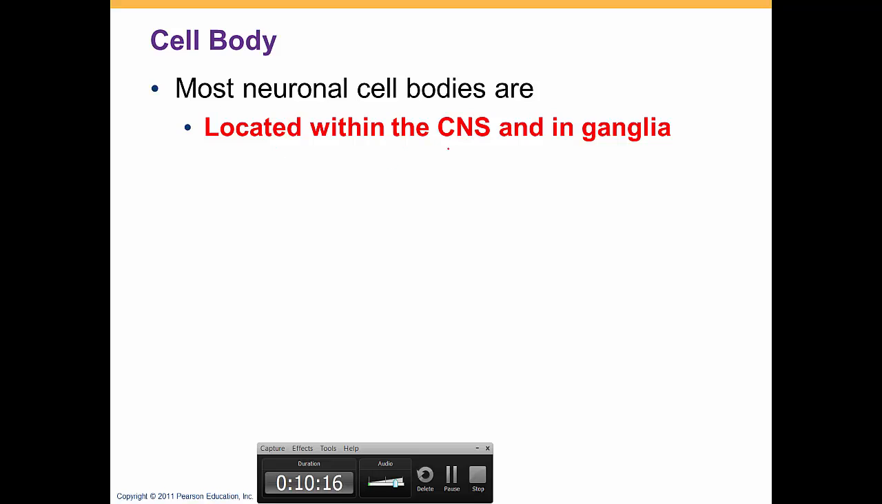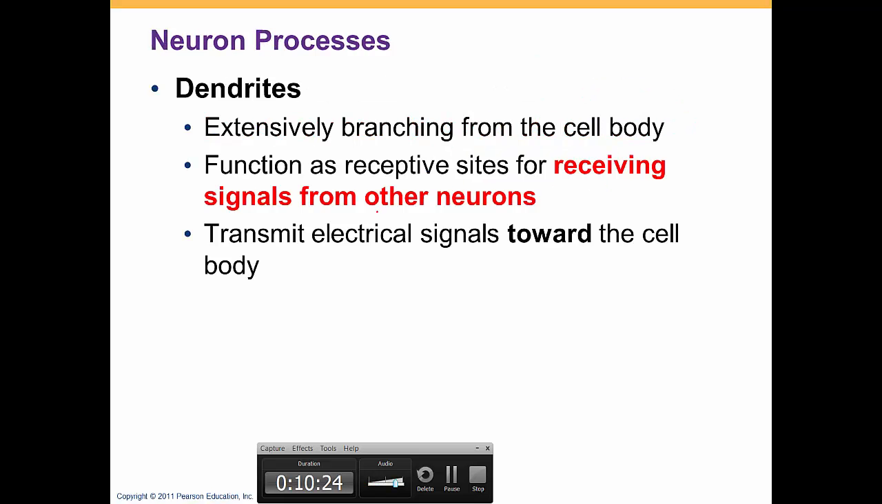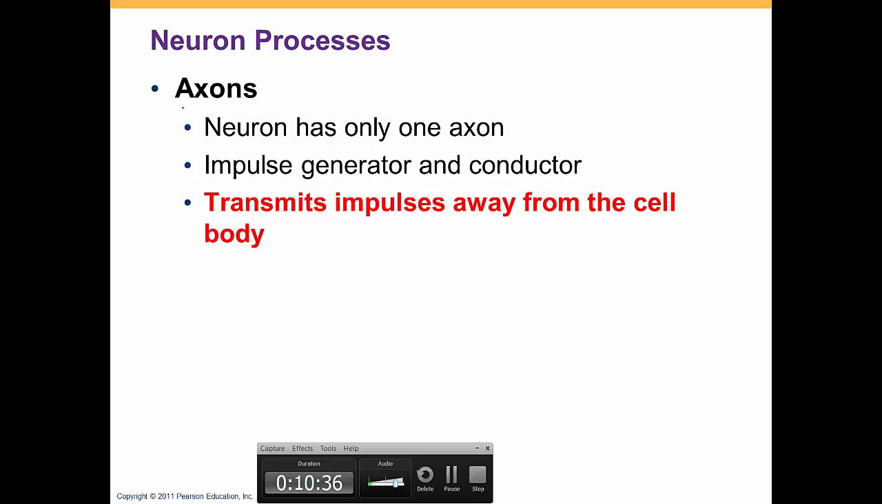The cell bodies, as we said, are mostly located in the central nervous system, and if they're not in the central nervous system, we call them ganglia. The function of the dendrites is to receive signals from other neurons, and they transmit this signal towards the cell body. From the cell body, the signal will travel through the axon to either another cell body of another neuron or to a muscle cell, either cardiac muscle, skeletal muscle, or smooth muscle, or it could go to a gland as well, because glands receive innervation so they can do their secretions.